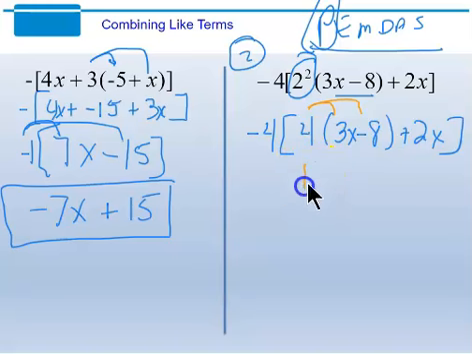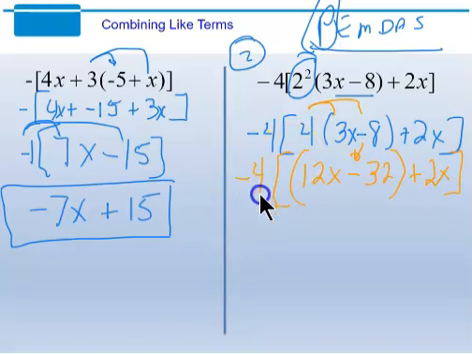So 4 times 3x is 12x. 4 times 8 is 32. Remember, I don't change the sign in between or the operation, okay? And then I can have plus 2x. Leave that bracket going, and then I have negative 4.